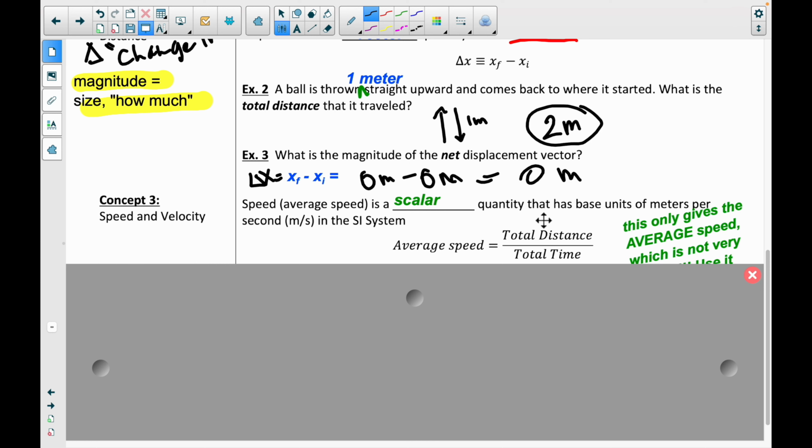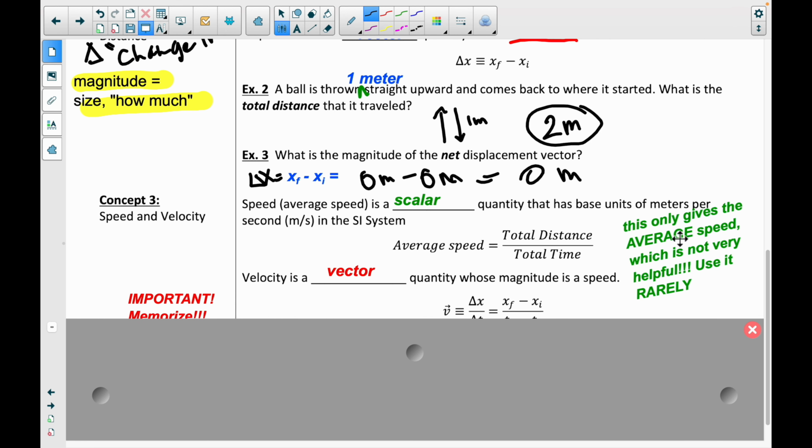Let's talk about speed and velocity. So speed, which is typically described as average speed, is a scalar quantity that has base units of meters per second in the SI system. We've talked about this already when we were talking about our buggies. The speed is the distance divided by time. Now, this only gives the average speed, which really is not very helpful, and so we are rarely going to use this.